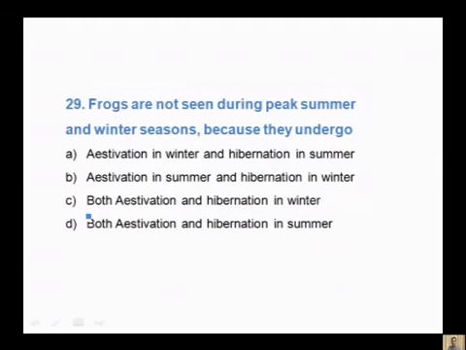Frogs are not seen during peak summer and winter season because they undergo.